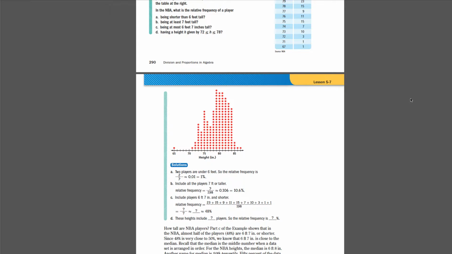What about being at most 6 feet 7 inches tall? So at most means it includes players that are 6 feet 7 inches tall. And we're going to have to count up these various categories.